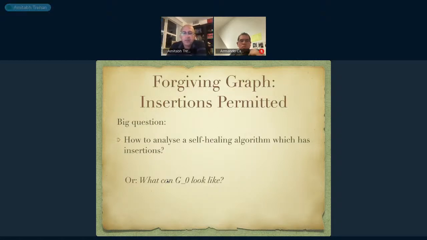All right. The first fundamental question to address, however, is how do I analyze the self-healing algorithm? How do I analyze forgiving graph, or a self-healing algorithm which permits insertions? So does anybody see a problem here? In other terms, the question is, what does G0 look like? Remember, I can now insert vertices, insert nodes. So what is the smallest possible G0?